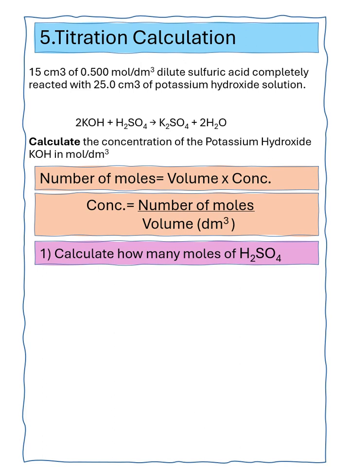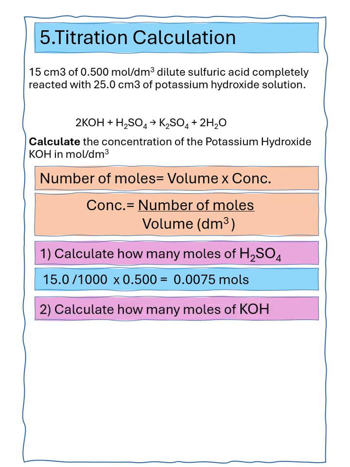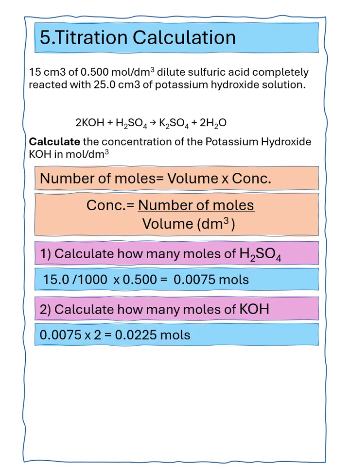So from the information, we've got 15 centimeters cubed of 0.5 molar per decimeter cubed. So we need this in decimeters cubed. So we divide 15 by 1,000, turn it into decimeters cubed, and multiply it by the concentration. That gives us 0.0075 moles of sulfuric acid. We can use that to calculate how many moles of potassium hydroxide. We know from the equation we've got 2 moles potassium hydroxide for every 1 mole of sulfuric acid, so we need twice as many moles. So we've got 0.0225 moles of potassium hydroxide.